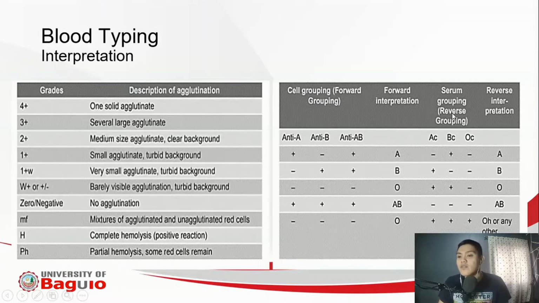And lastly, for our reverse grouping, if the sample of our patient is positive for BC or the B cells, we will report it as A. And if the sample of our patient is only positive for the A cells, we will report it as B. And if the sample of our patient is positive for A cells and B cells, we'll report it as O. And if the sample of our patient is negative for all of the pooled cells, we'll report it as AB. And if the sample of our patient is positive for all of the pooled cells, we report it as OH or any other irregular antibody.